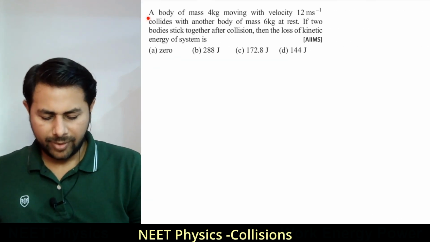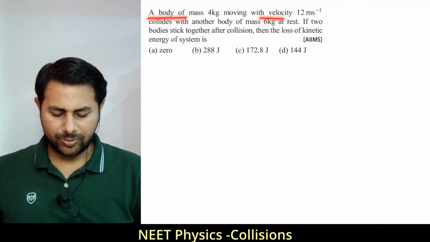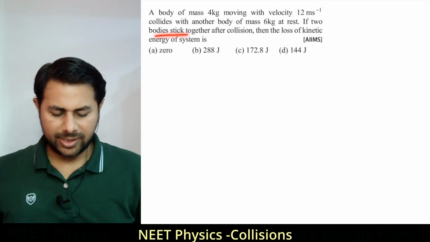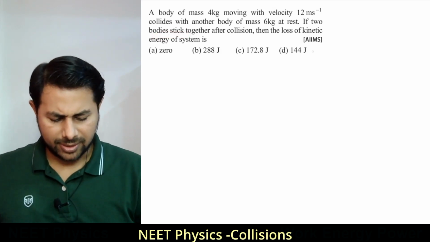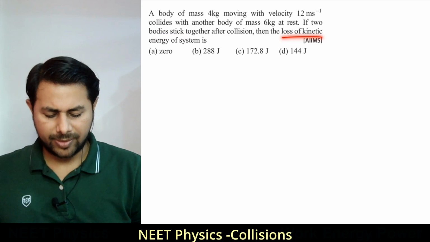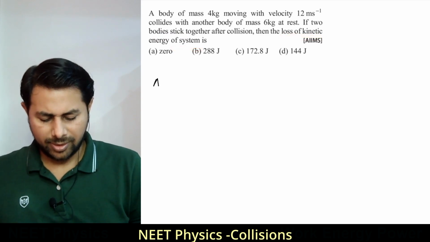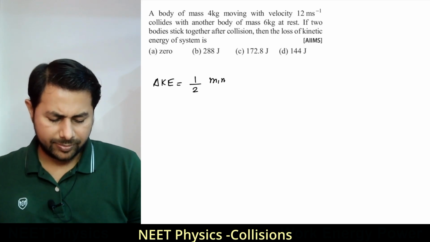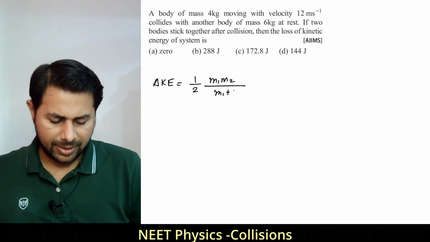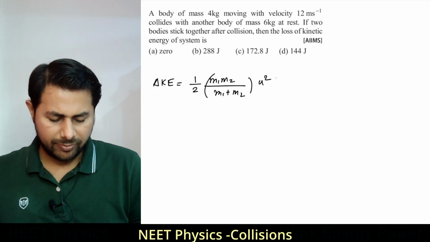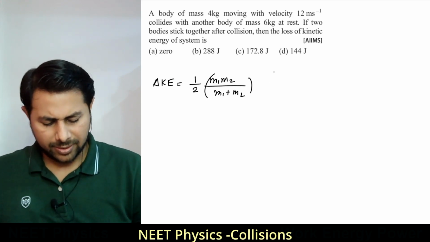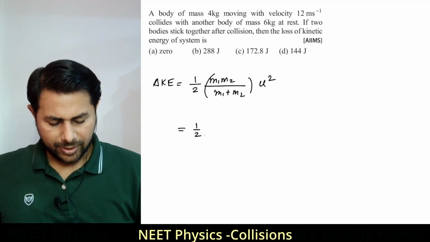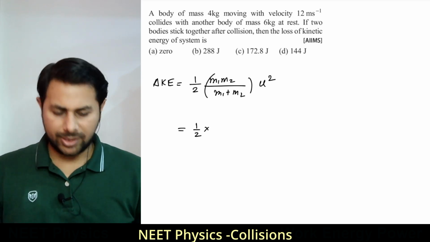Let's see next one. A body of mass 4 kg moving with velocity of 12 meters per second collides with another body of mass 6 kg at rest. If two bodies stick together, then the loss of kinetic energy of the system is, okay, so delta K is half of m1 m2 divided by m1 plus m2 multiplied with u square. Okay, and most of the time second body will be at rest only. So this is just calculation.